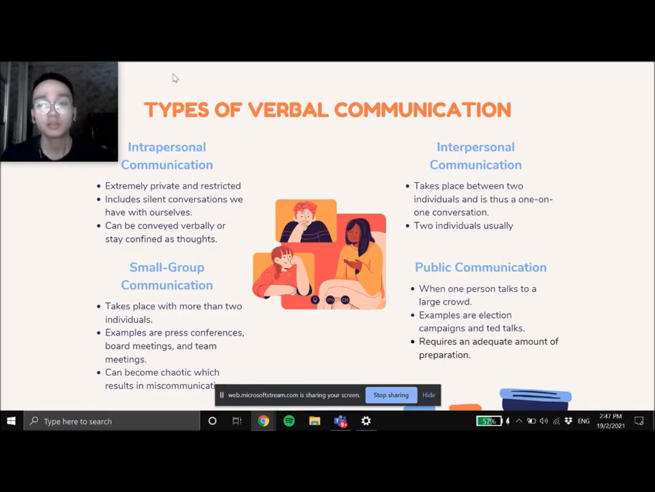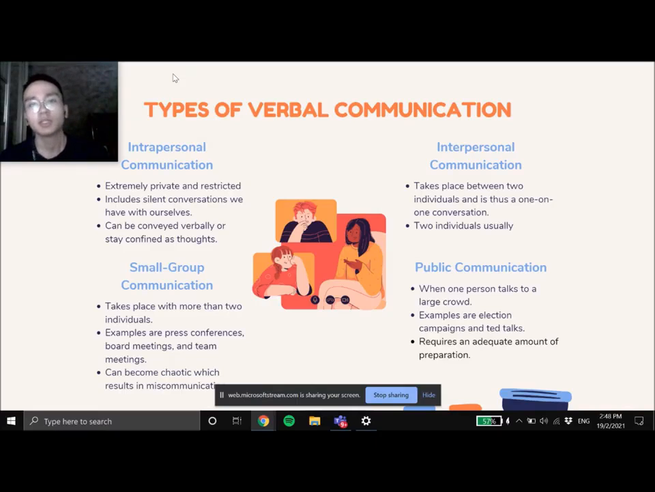And the second one is interpersonal communication, which takes place between two individuals, usually a one-on-one conversation with the other person. For small group communication, it takes place with more than two people. Some examples are press conferences, board meetings, and team meetings. It may become chaotic, which results in miscommunication, because there are many people talking at the same time.